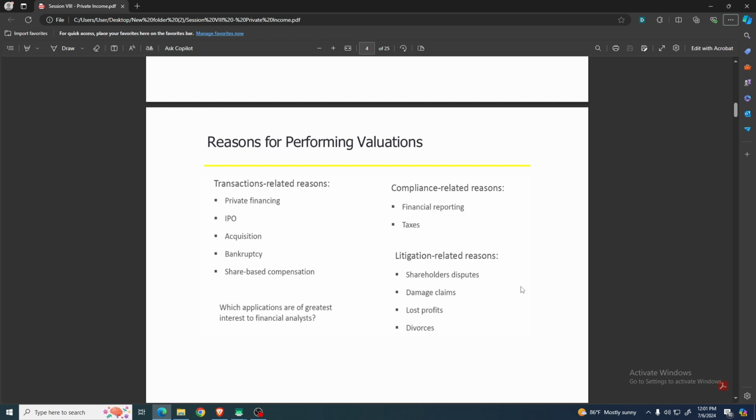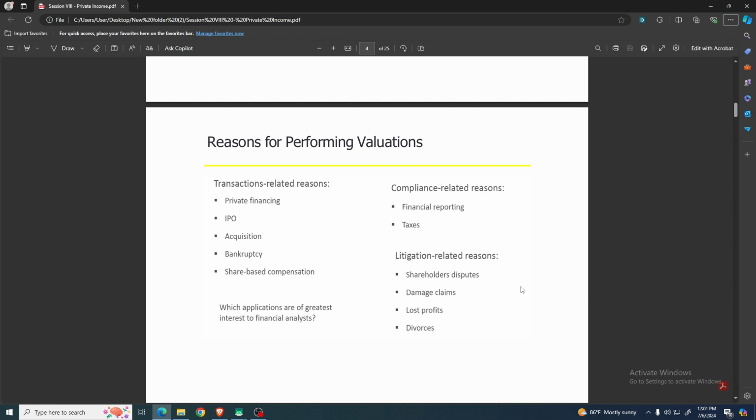And then we have acquisition. You already know what acquisition is. In mergers and acquisitions, valuations are crucial to determine the fair price to be paid for the target company. When Facebook acquired WhatsApp, a thorough valuation of WhatsApp was necessary to agree on the purchase price, which is another great valuation success story. And then we have bankruptcy.